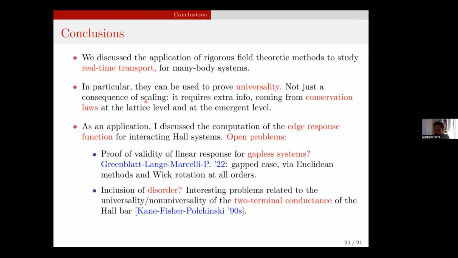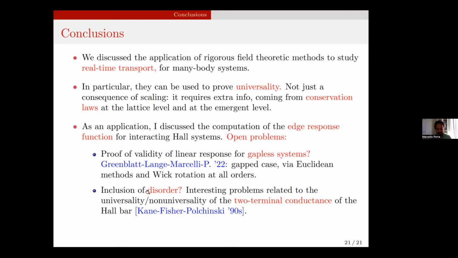I mean, here I started from the linear response ansatz, and as I said, this ansatz can be proved to be rigorously correct, so that the errors are really small in epsilon and uniform in the volume for gapped systems. So the question would be to actually prove the validity of linear response for gapless systems, and this is something on which I'm working with my group here in Trieste.